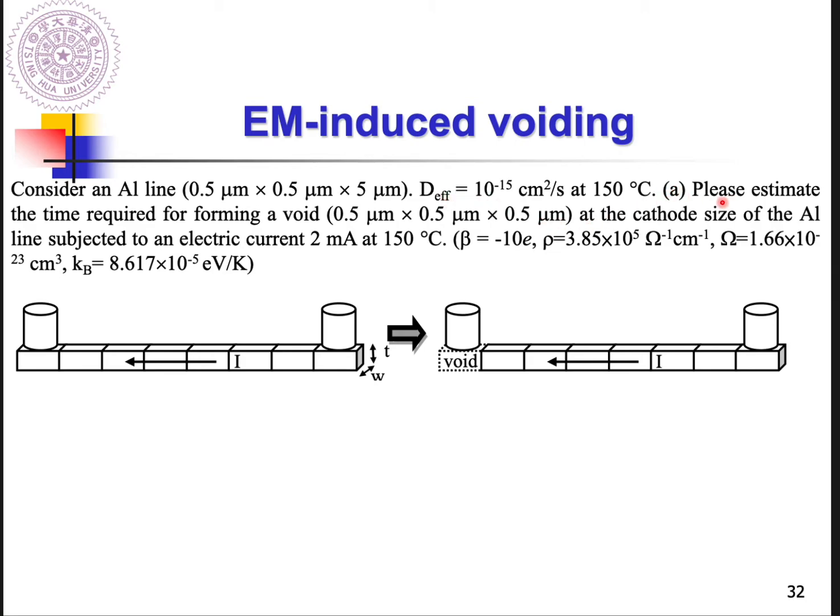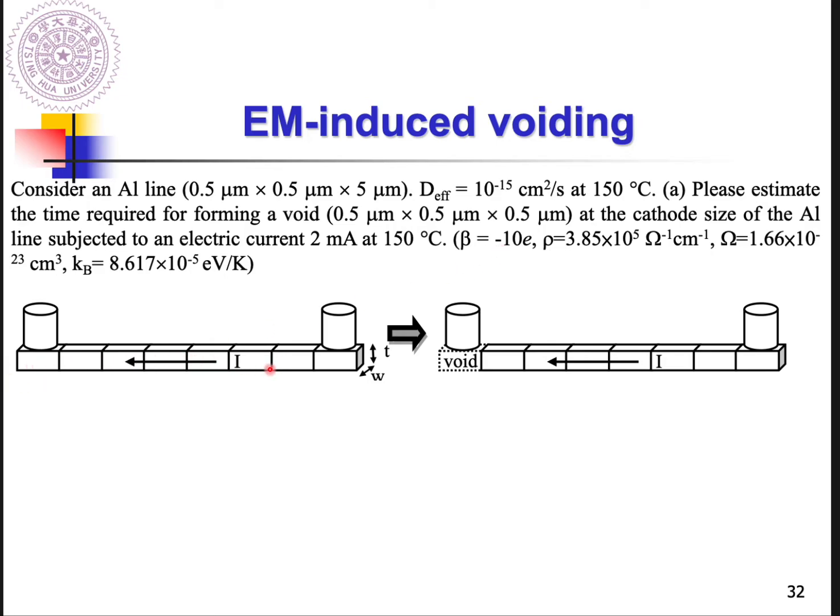Okay, so the question here would be, please answer or estimate the time required for forming a void. And the void size will be 0.5 times 0.5, so cubic micrometer, at the cathode side of the alumina line, subjected to electrical current 2 milliamp at 115 degrees C. Then the following is the related information provided by these questions.